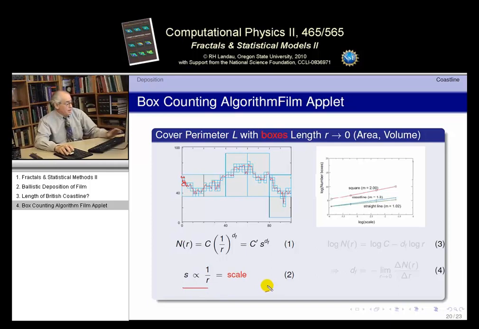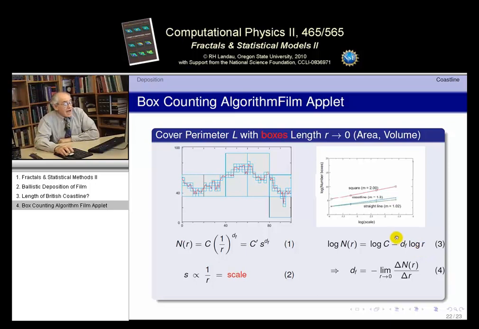Okay? Well, if the number of boxes is proportional to the scale, or to 1 over r to the d_f power, then if we take a logarithm of both sides of equation 1, we get equation 3, which tells us that the log of the number of boxes needed is some constant, which we don't care about, minus the fractional dimension times the log of the ruler size.